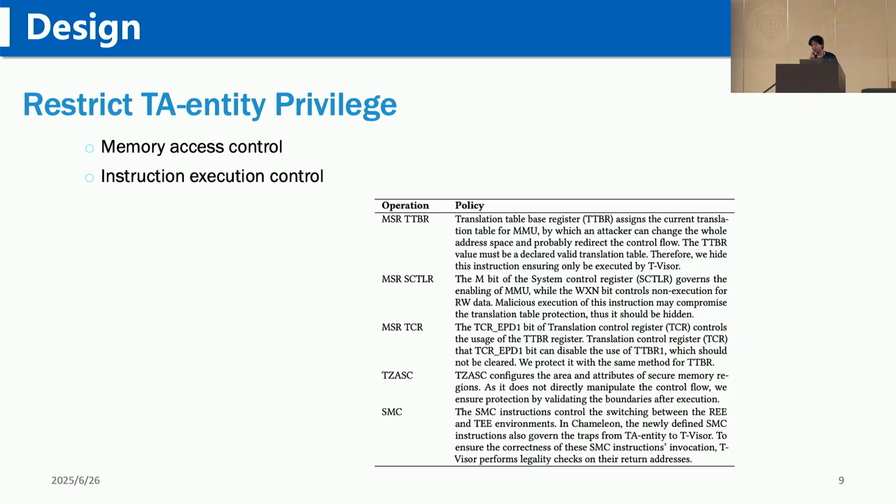Besides the memory control, regulating instruction execution is also critical. For example, an instruction like TTBR write can alter the address space and break the isolation. To prevent this, we either hide the high-risk instructions from TA entities or trap them into the T-visor for validation before allowing execution.